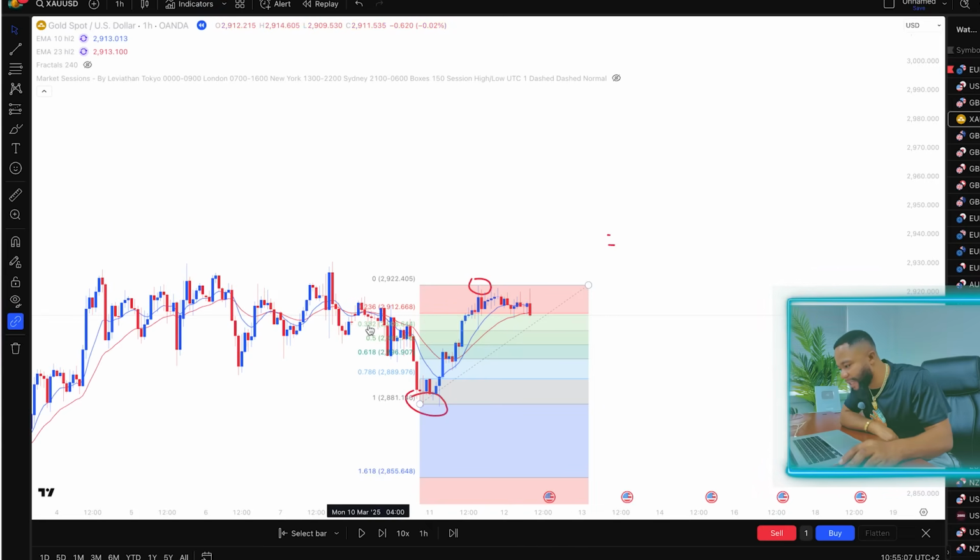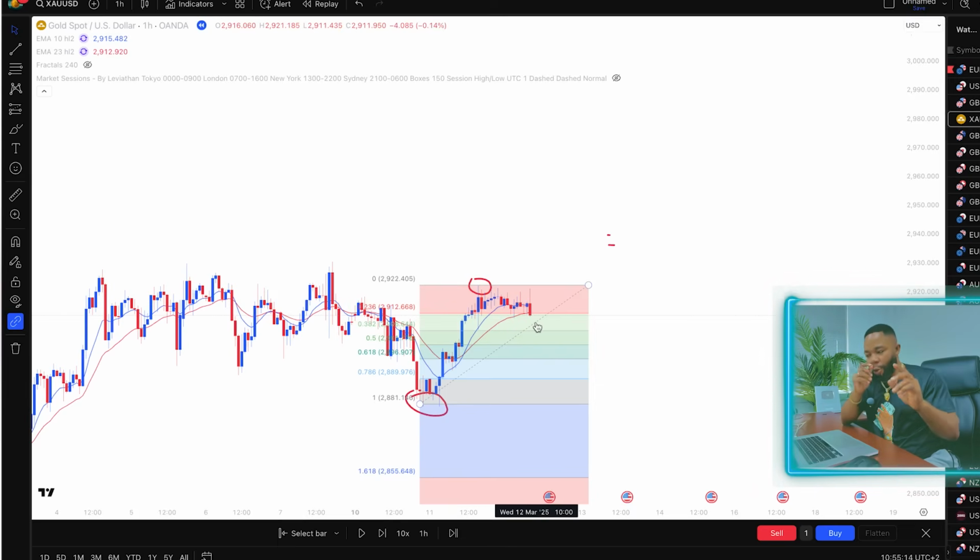This is my 38% level, my 50% level, or my 61% level. I'm just waiting for the market to push back to any of those levels and then close bullish. And that's where I'm going to be entering on a buy.